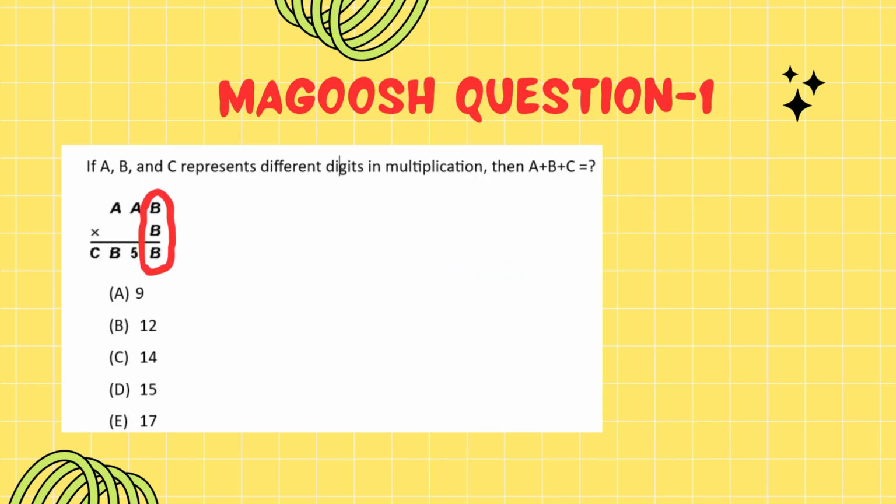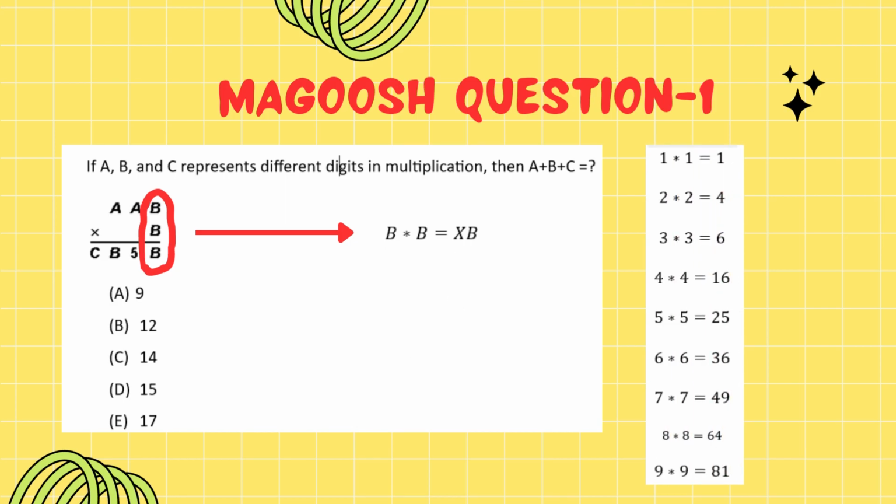So when B is multiplied with B, then it results in XB. X can be any number, it can be 1, 2, 3 or any other digit. Now we will see through hit and trial method which digits fulfill this condition. When 5 is multiplied with 5, it results in 25, and same is the case with 6. This condition is fulfilled by only two digits, one is 5 and the other is 6.